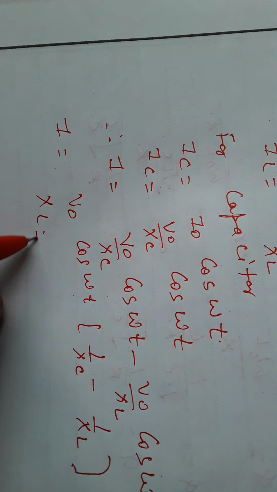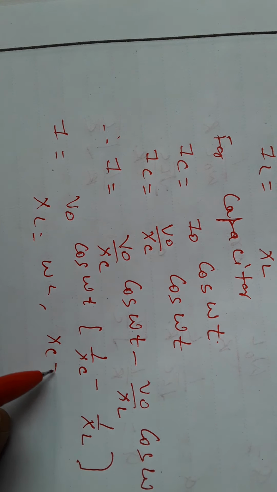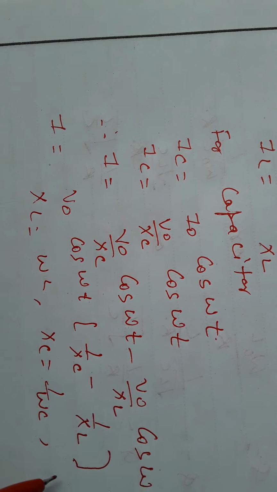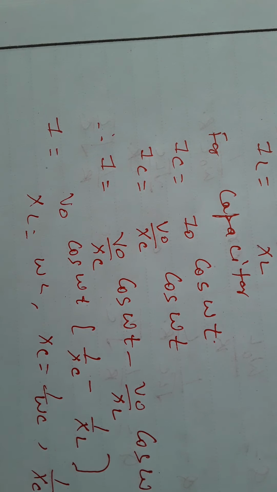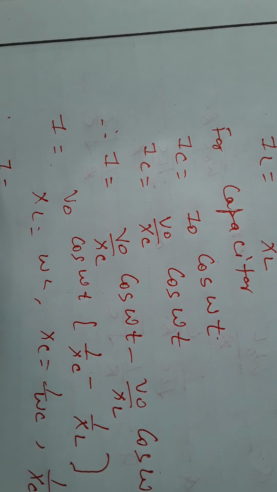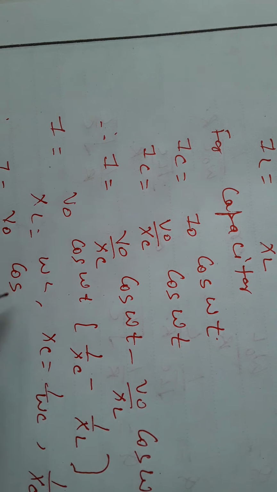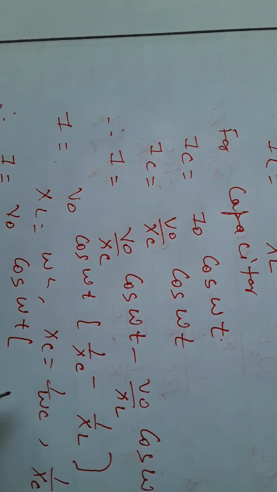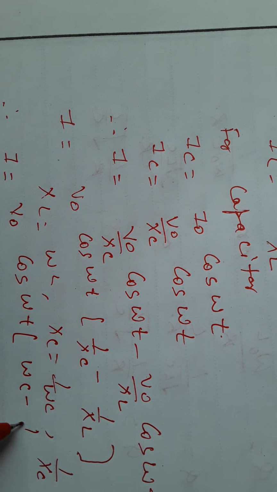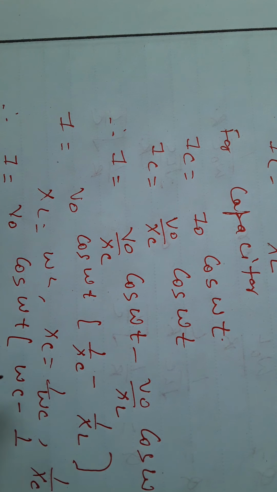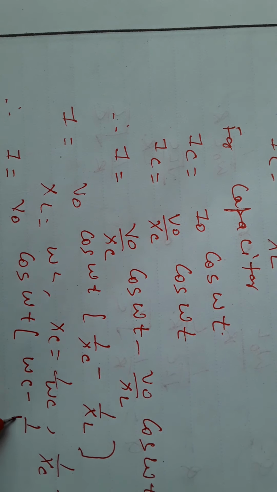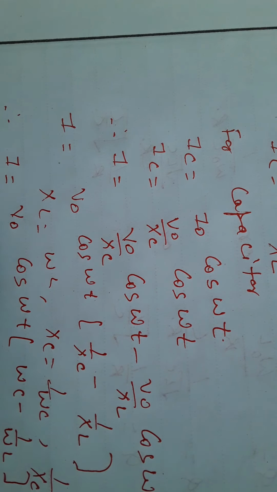We know XL is equal to omega L, and XC is equal to 1 upon omega C. If we take the reciprocal, 1 by XC is equal to omega C. So therefore we can write I is equal to V naught cos omega t into omega C minus 1 by omega L. If I is 0, then omega C minus 1 by omega L is equal to 0.